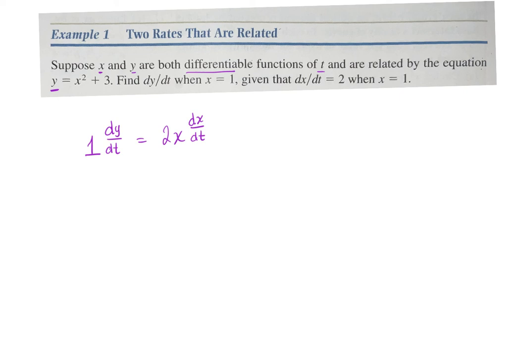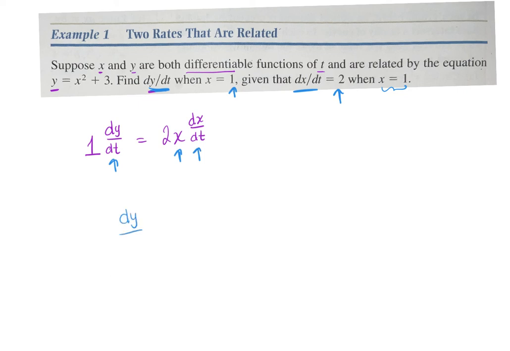Well, they've said find dy/dt. They want me to find this guy. All right. When? Well, when x is 1. So they have given me x, and they have also given me that dx/dt is 2 when x is 1. So they've actually already given me this as well.